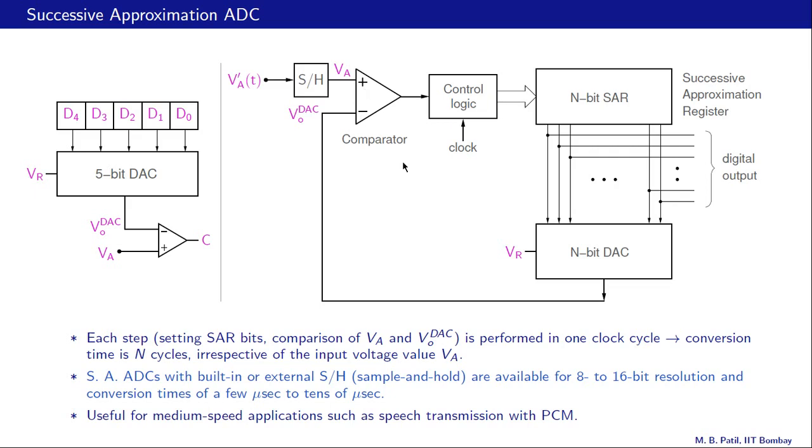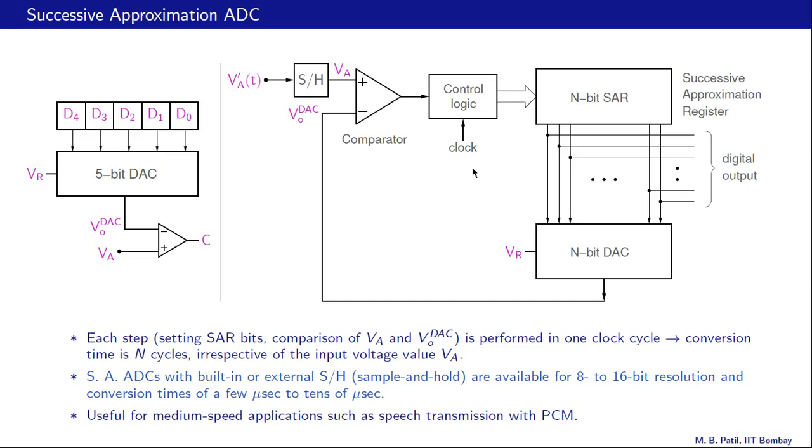The other input, this one, comes from the DAC, and that we have called VO DAC over there. The output of the comparator goes to this control logic, which figures out which binary number should be loaded into the n-bit successive approximation register in the next clock cycle. This control logic gets this clock signal, and that should not be confused with the clock signal for the sample and hold circuit. This clock signal essentially controls the speed of this conversion process.